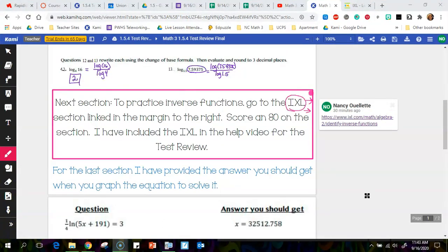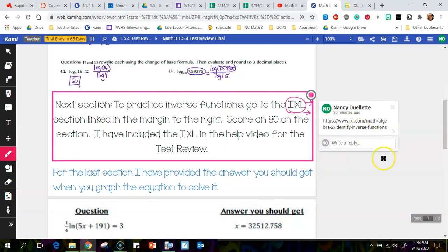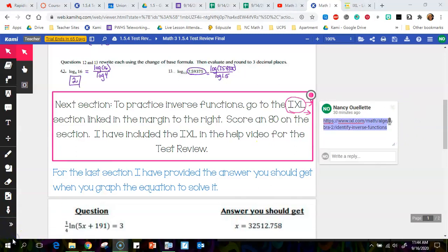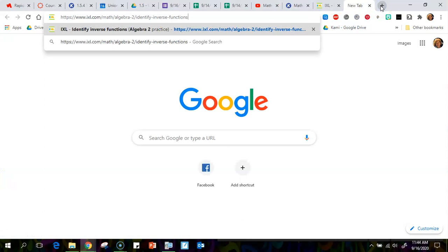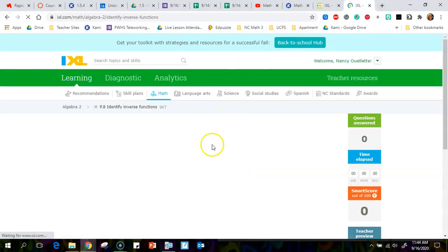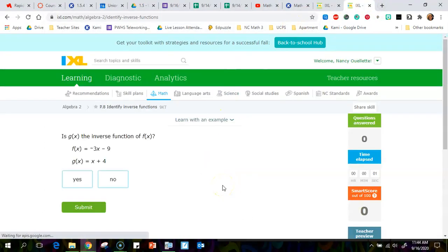So the next section on your test review says go to this IXL and get an 80 on that section. And this will be part of the test review grade. So we're going to go over there, if I can get it to work. If you can't get it to work, highlight it, hit Control C, and then go to Chrome and hit Control V and go there. I don't know why the link won't work, but we're going to work on a few of these.